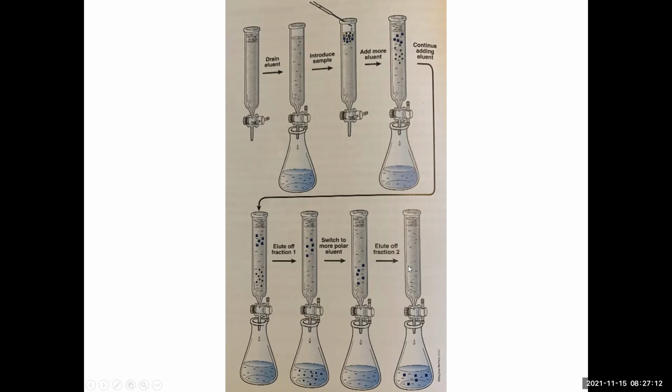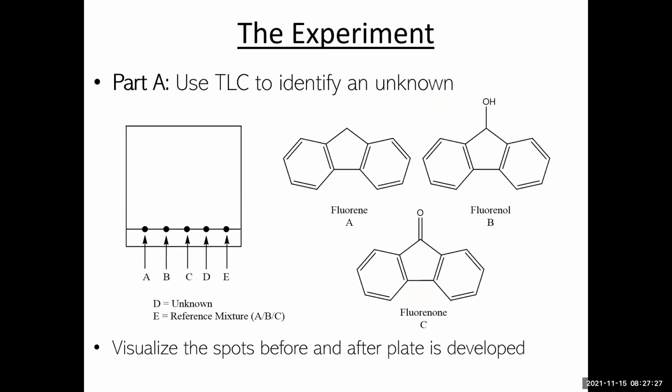And then the second compound elutes off of the column, and now you have two fractions that have separated components in them and several fractions that maybe just have solvent in them. So that would be an ideal separation.